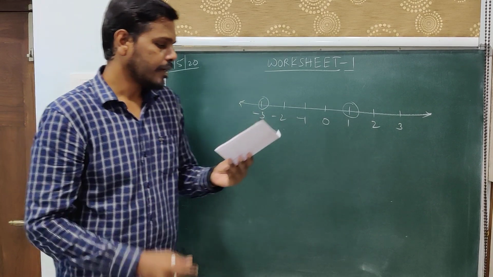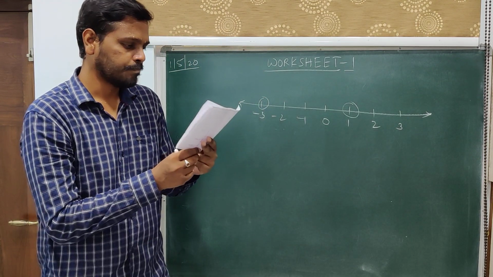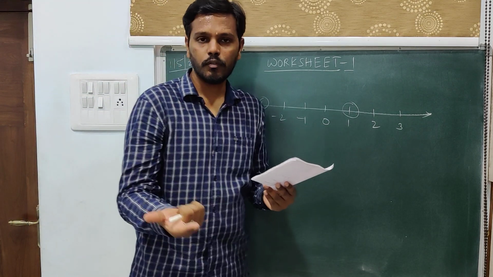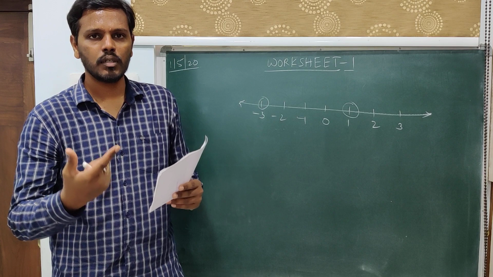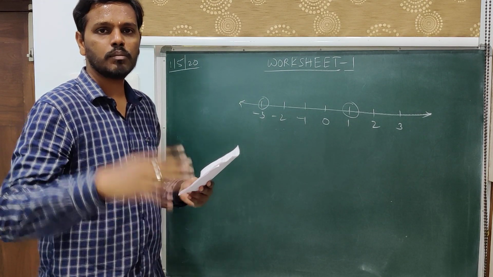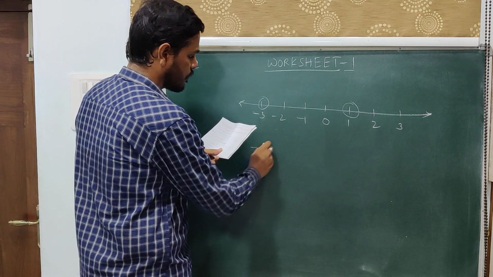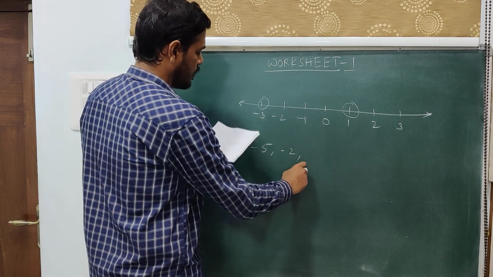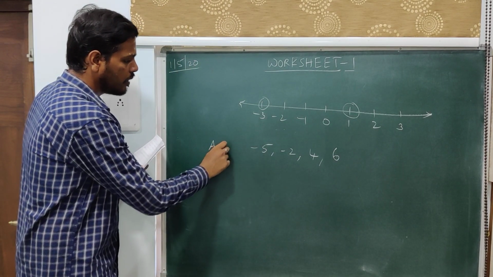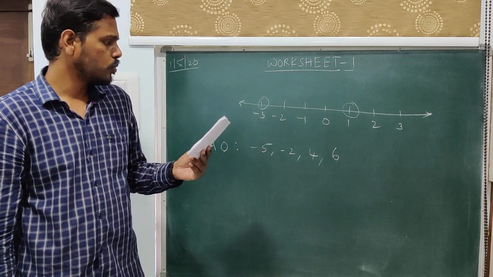Next, seventh one. Arrange 4, minus 4, 6, minus 2 and minus 5 in ascending order. So now we have a fair idea of which number is lower, which number is higher. So we start with the lowest one. Ascending order is from the smallest number to the biggest number. Identify the smallest of all the numbers, which is minus 5. Then the next smallest is minus 2. Next smallest is 4. Next smallest is 6. Therefore the ascending order of the given numbers is minus 5, minus 2, 4, 6.